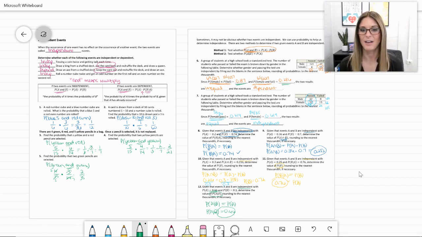That is the context of our standard, also determining whether two events are independent given their probabilities. If you find that their probabilities are equal, then you are going to have independent events. If you find that they're unequal, dependent events.